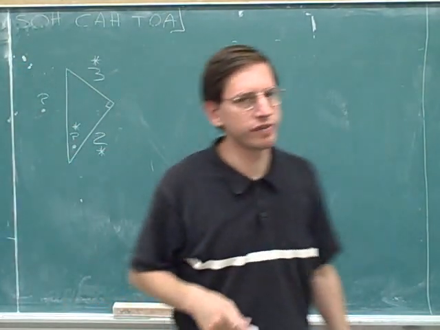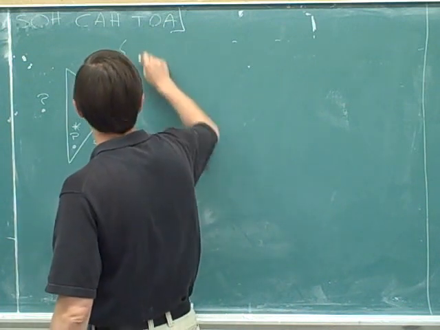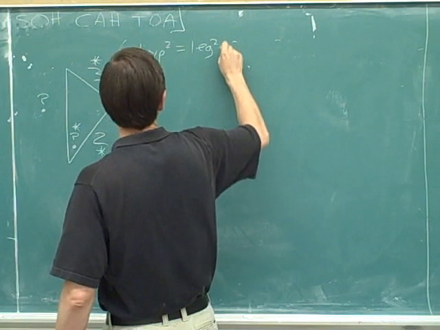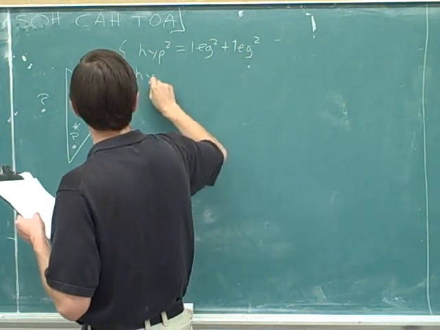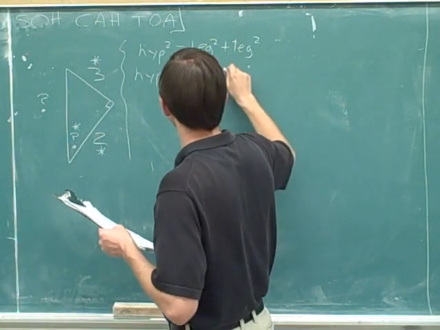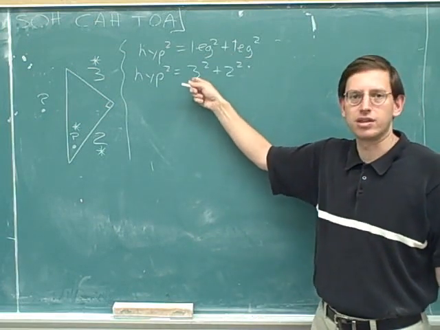This is another problem where we're given two sides. Well, to find the third side, we can use the Pythagorean theorem. Hypotenuse squared equals length squared plus length squared. One of the legs was 3, the other leg was 2. Again, I encourage you to write the general formula first and only then plug in.